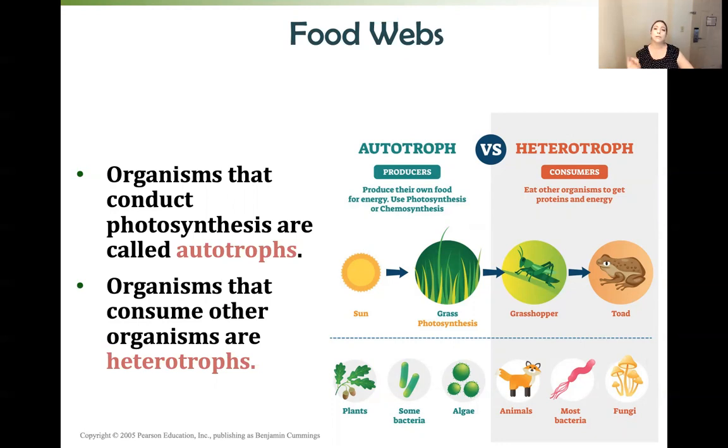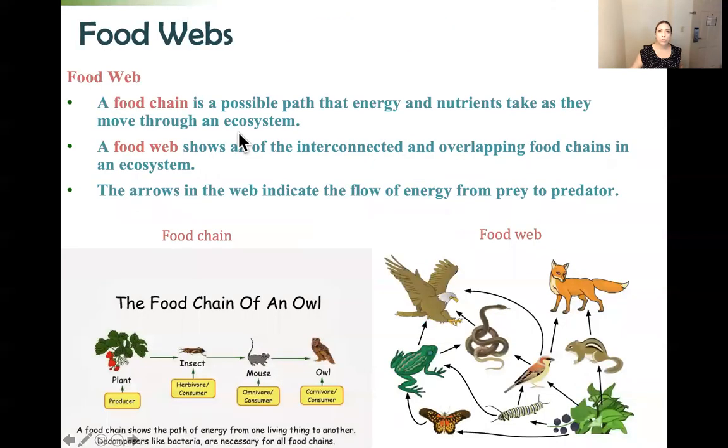Now, a heterotroph, that's like everything else, right? Heterotrophs are all the organisms that cannot conduct photosynthesis. So it shows a grasshopper and a toad, humans, animals, most bacteria, fungi, all of these organisms need to consume other organisms. That is why we are called heterotrophs. Troph means like eat. Now, heterotrophs are also called consumers. And you're probably familiar with these terms, producer, consumer, because you may have learned about food chains in whatever courses you've taken before. So let's move on.